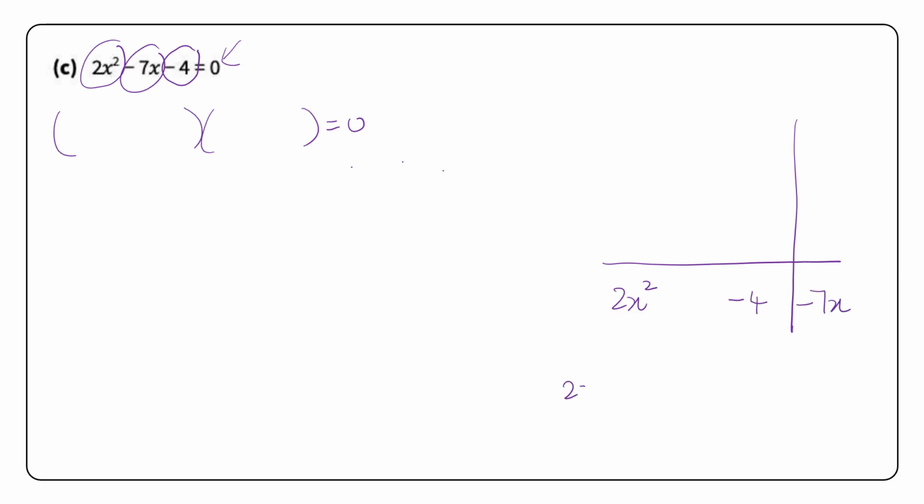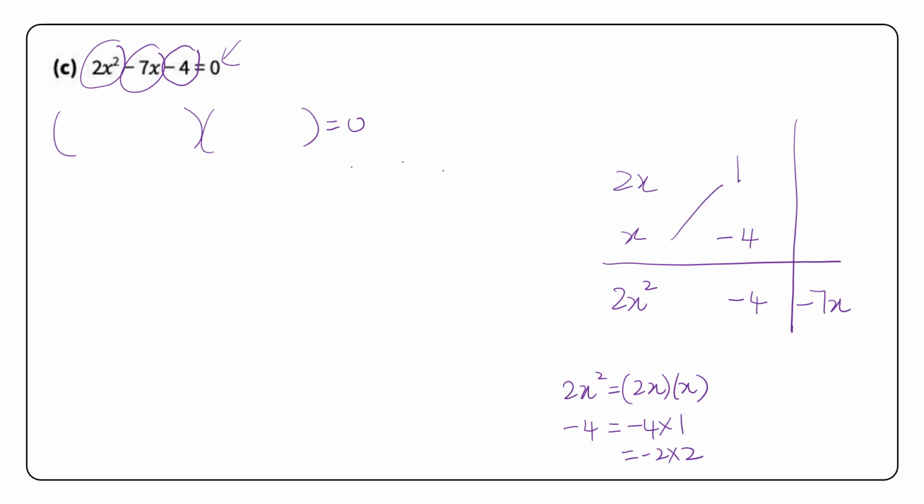Okay, so your 2x squared, you can write it as 2x times x. So you can have 2x on top, you can also have x on top, doesn't matter. So 2x times x must give you back 2x squared. What are the factors of negative 4? Yes, it can be negative 4 times 1 or negative 2 times 2. So we just have to try. Okay, so I'm just going to make negative 4 here and 1.